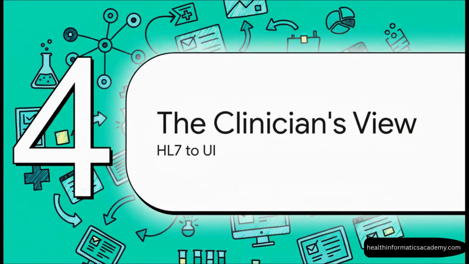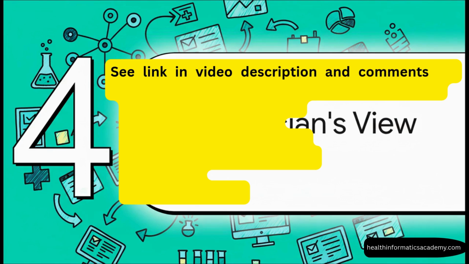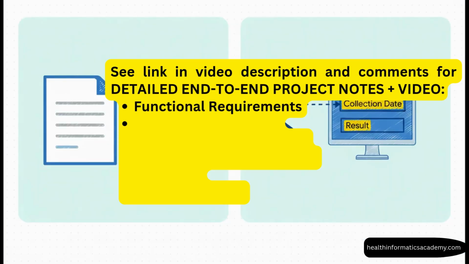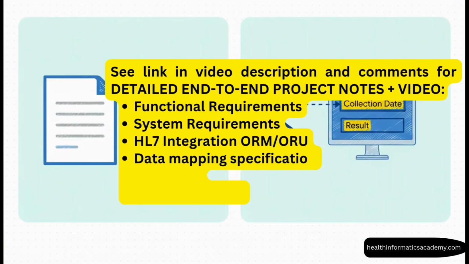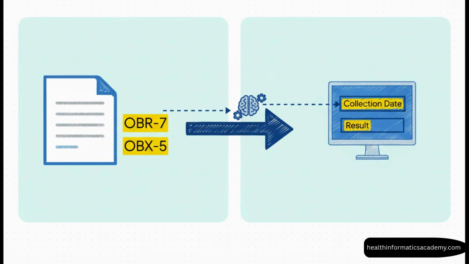So all this detailed technical work brings us to stage 4. How do we take all these mapped fields and turn them into something a busy clinician can actually use? It's time to design their view. This is where it all comes together for the end user. A cryptic field like OBR-7 simply becomes a clean label, collection date/time. The values from OBX-5 and OBX-6 are combined to show the result and its units.